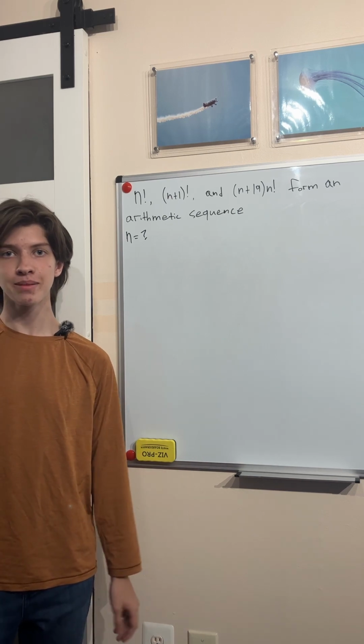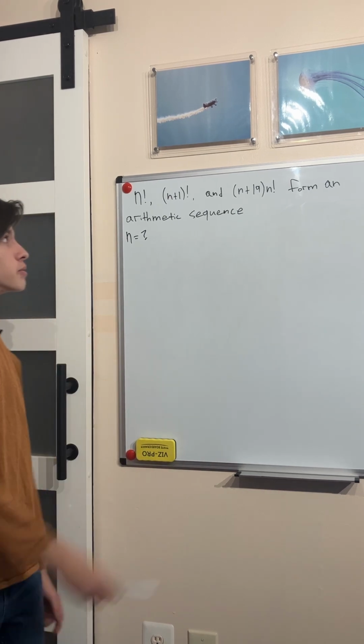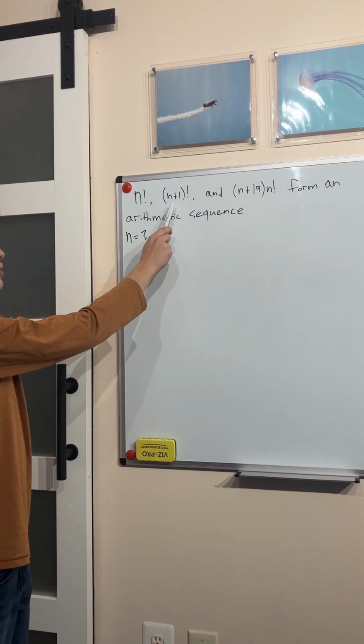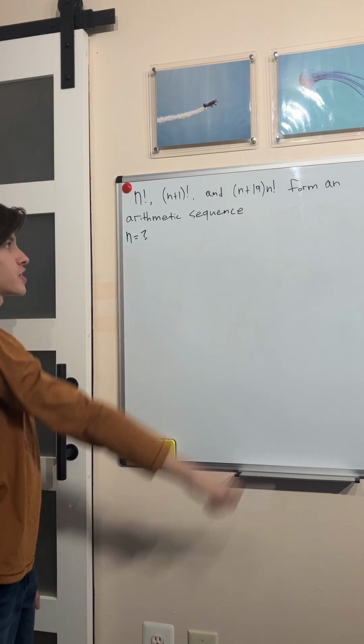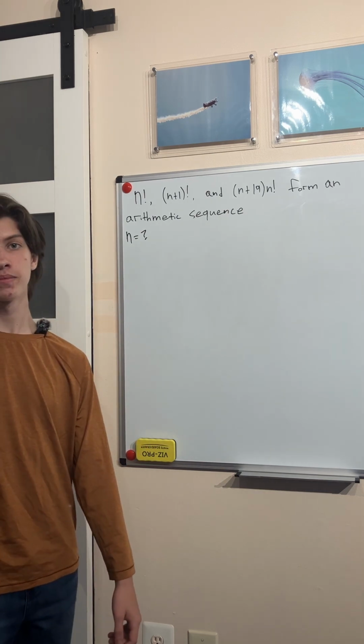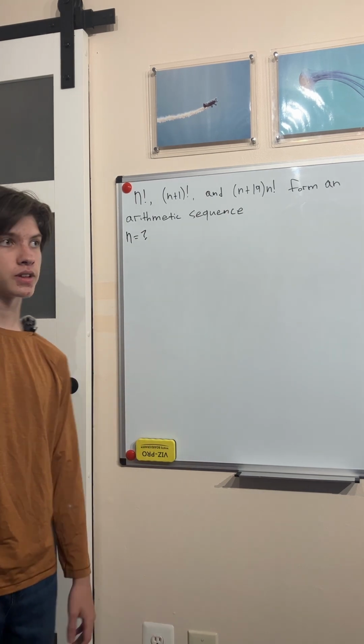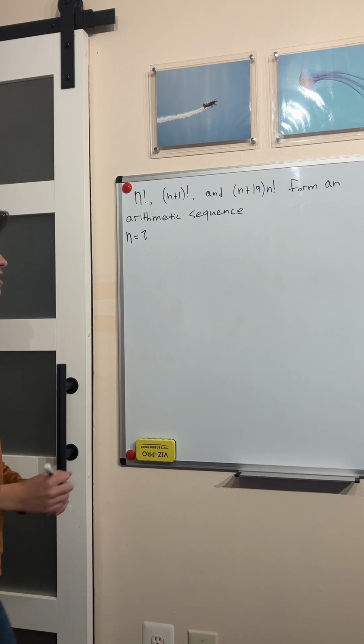Can you solve this AMC Olympiad math problem? We're given that n factorial, (n+1) factorial, and (n+19) times n factorial form an arithmetic sequence, and the problem is to find n. So what does this even mean, form an arithmetic sequence?